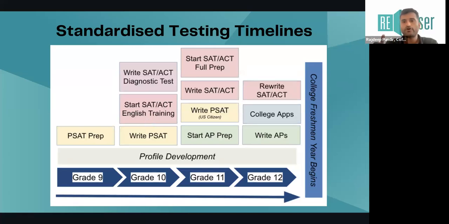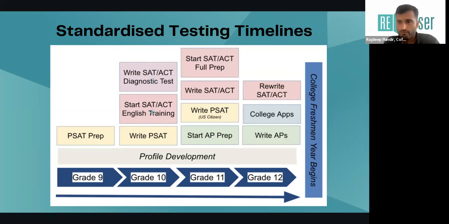And I think the important point to note here is, when should you be doing these exams? As I said, PSAT can be done in grade 8, grade 9, grade 10. You can also do PSAT in grade 11, only if you're a US citizen, because then it's known as NMSQT, National Merit Scholarship Qualifying Test. When should you be doing SAT, ACT?